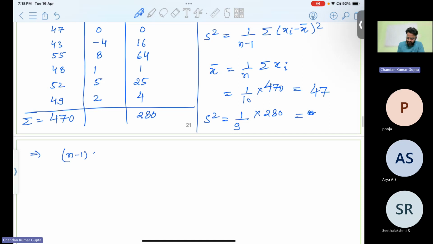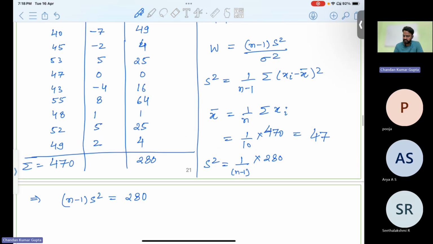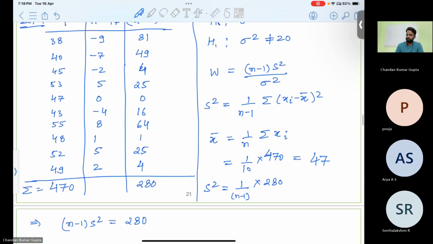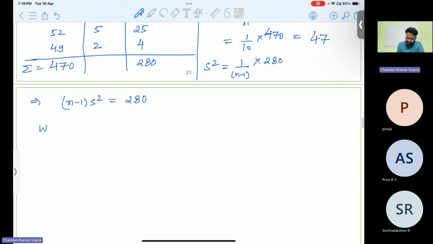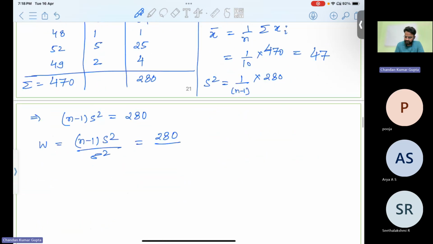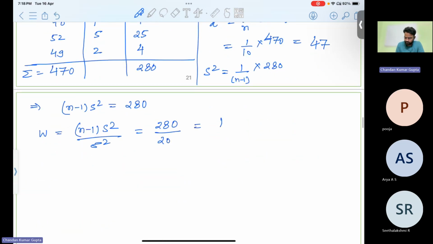So (n minus 1) s square is 280. Our numerator value is 280 and denominator value is 20. So our test statistic W is (n minus 1) s square upon sigma square, which is 280 upon 20, and that comes out to be 14. The calculated value is this.